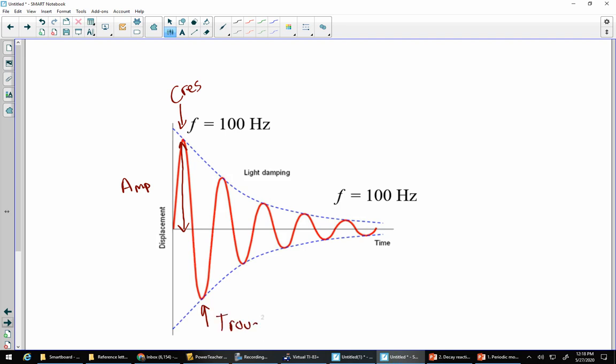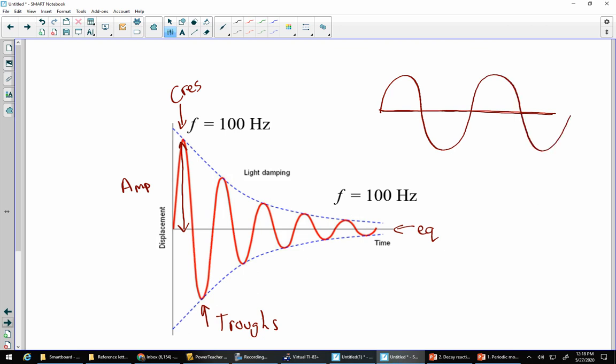We're doing a lot of definitions all at once here. So crests are above our equilibrium position, so I'm even going to label that equilibrium position. Troughs are below our equilibrium position. Remember, equilibrium position is really easy if you think about this with a piece of rope. A piece of rope might like to hang out like this, but you might have a wave going through that rope that looks kind of like this.